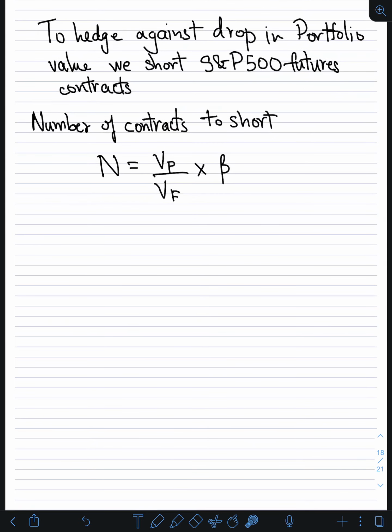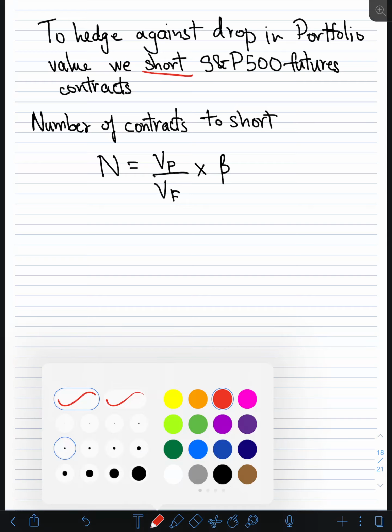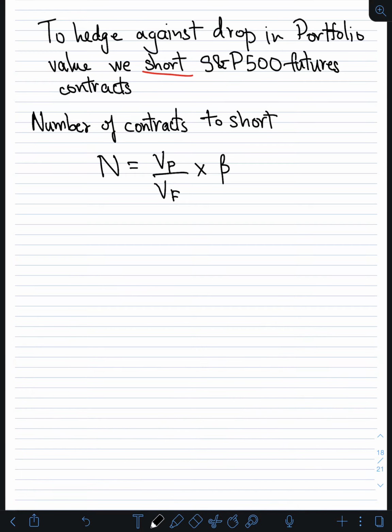So to hedge against the drop in the portfolio, we short S&P 500 futures contracts. Okay, this is important. The number of contracts is short. Remember, N equals VP divided by VF times beta.